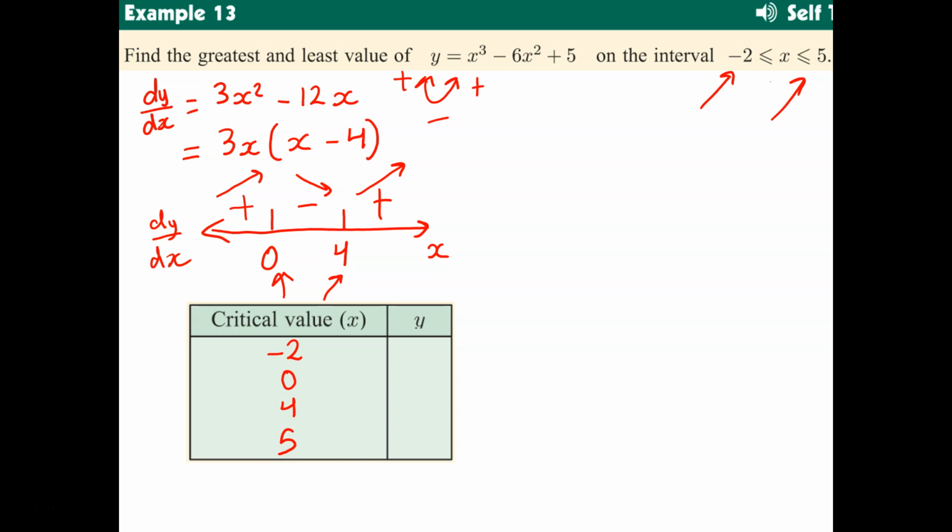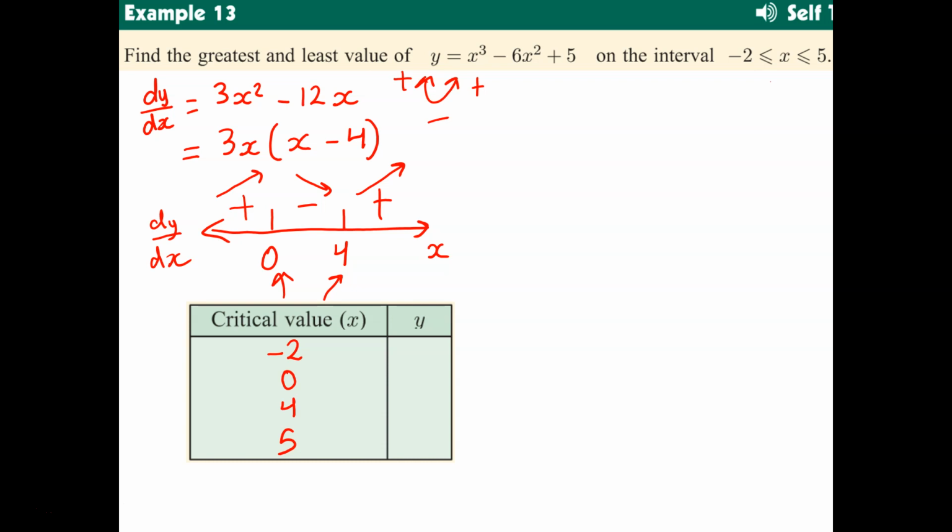Okay? How do we find the y-coordinates? All of these x values, you have to go and substitute them into the original function. So I'm going to put these in my calculator now, and you might like to just hurry this up a little bit.